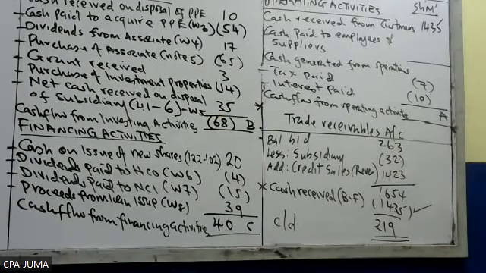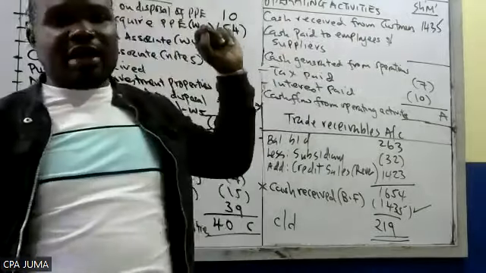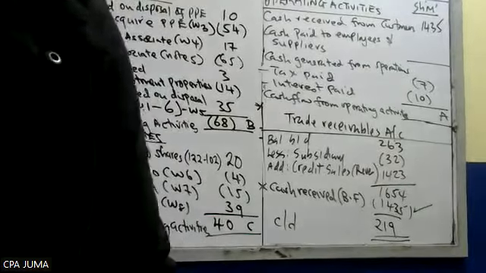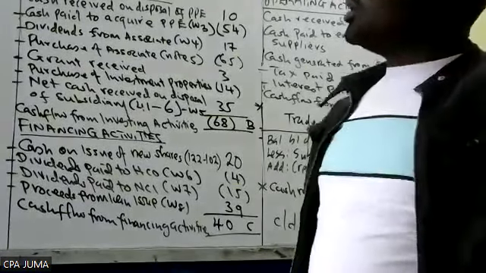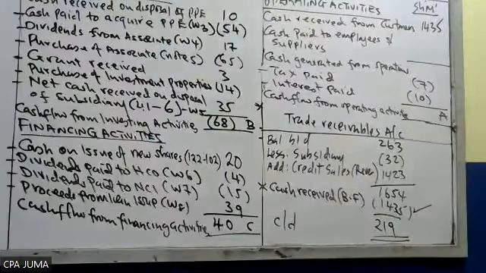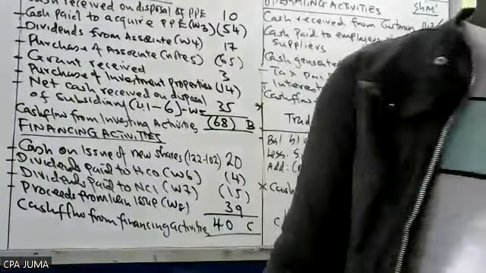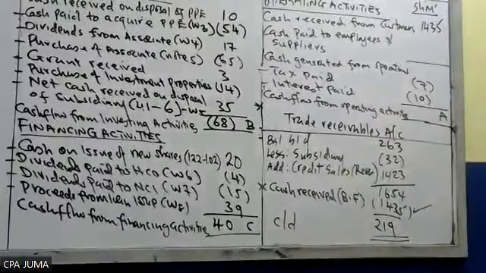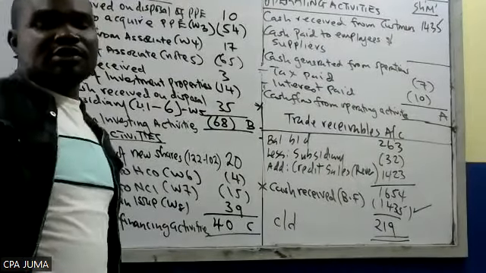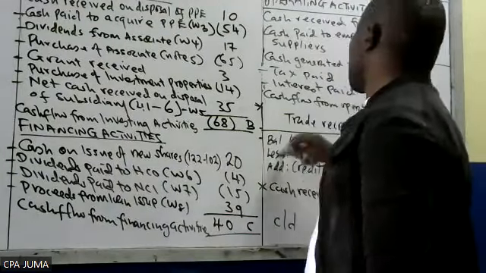I hope you're done with that. Now we want to check cash paid to employees and suppliers. So right there, to determine cash paid to employees, add and adjust administrative and distribution costs. Add and adjust administrative and distribution costs.